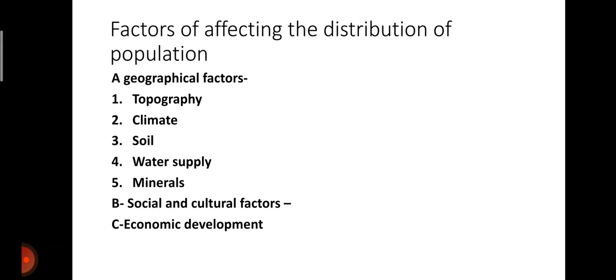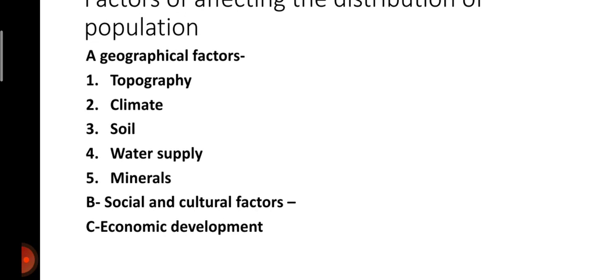Next, minerals. Where minerals are found, there is also a concentration of population. Next are social and cultural factors. These may vary from country to country, meaning socially there may be housing facilities, health facilities, and education facilities. So where there is an education hub, the population is concentrated. Where health facilities are available, the population is also concentrated.